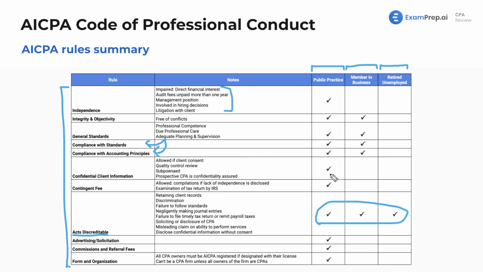This is just for your auditors, your CPAs at public accounting firms, because if you are working for a company, well, you're the client, right? So you can't worry about that confidential information. Like, you are the client, so there's no confidential client information to worry about.